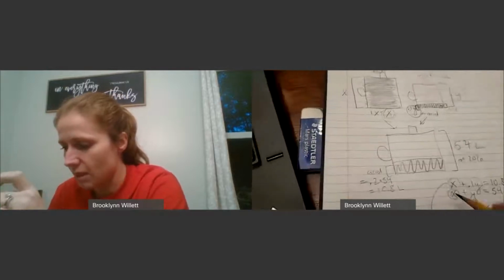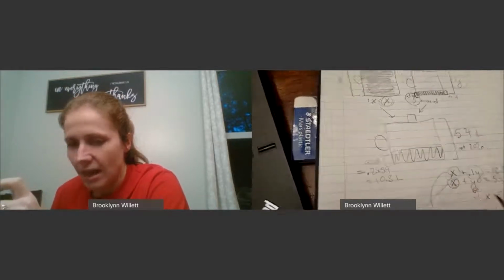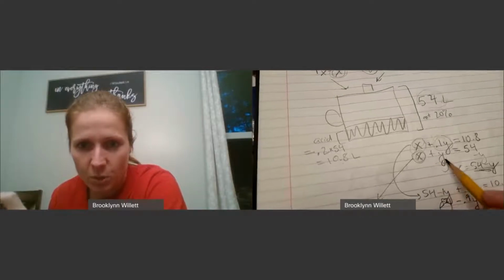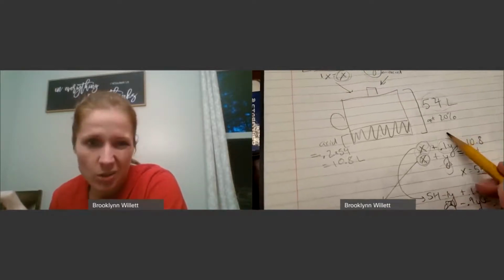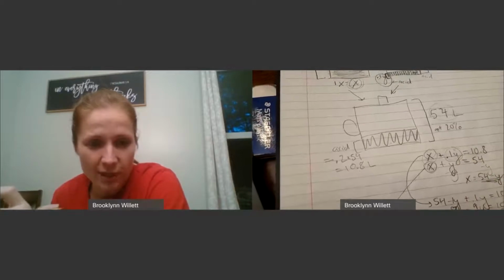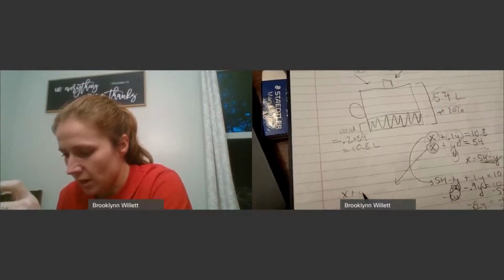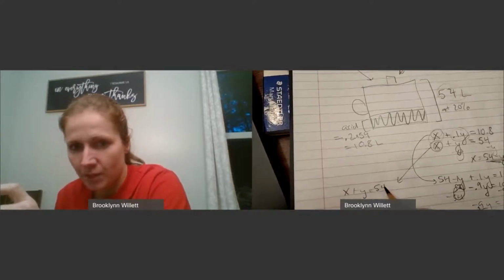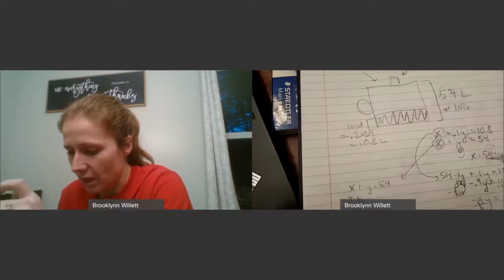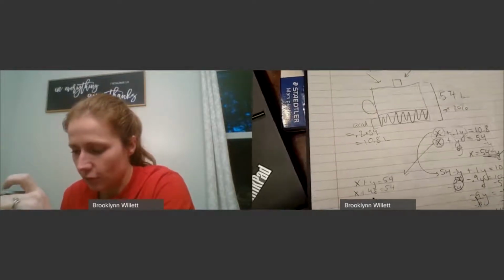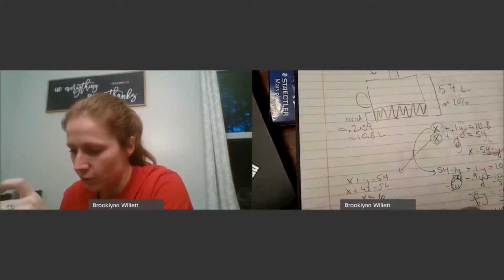Sorry, I'm making this longer than it needs to be. The easiest way to find x is probably the second equation where we have just x plus y equals 54. You could use that other one as well. That'll work just fine, but I like to avoid decimals if I can. So x plus y equals 54. We know that y has got to be 48. So subtract 48, and that's 6 liters.